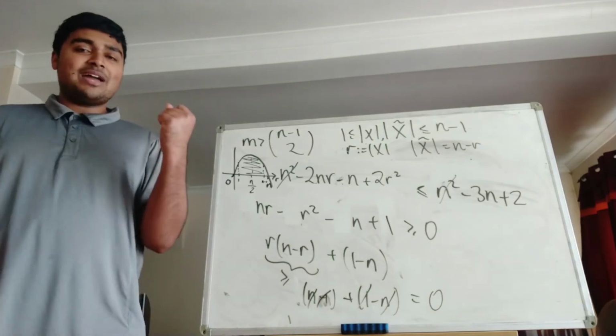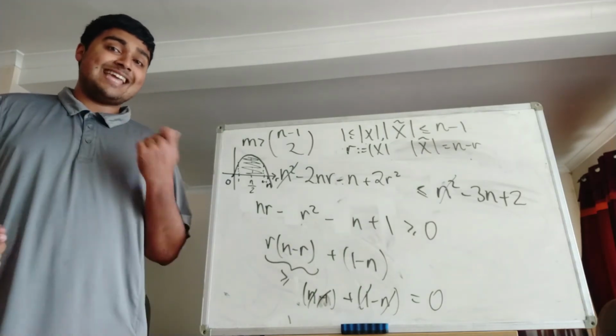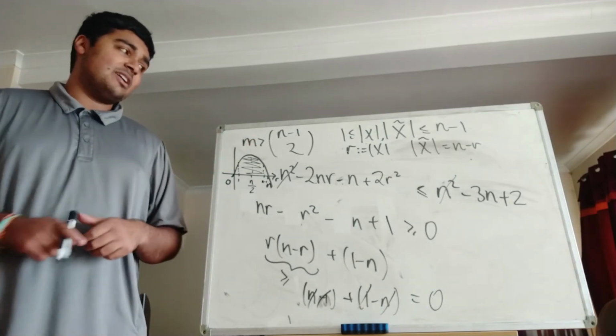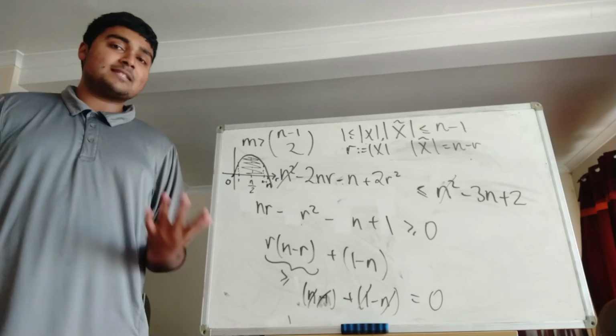and hence we can go back to our original claim, which was if we have a graph G which has n vertices and m edges, and m is strictly bigger than n minus 1 choose 2, then G must be connected.